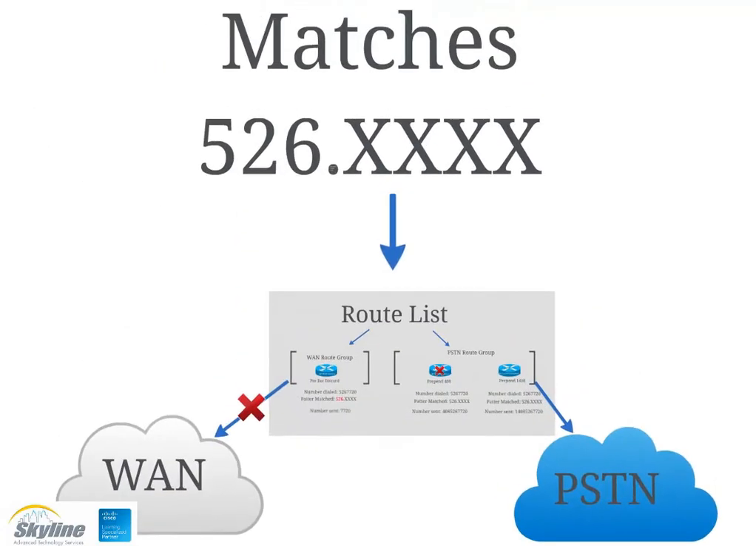So a quick review here. We're going to match 526.xxxx. It's going to send it to the route list. That route list is going to point to one or more route groups, and a route group is going to point to one or more gateways. And it's going to try each route group in order until it finds one that has a gateway that has an open channel.